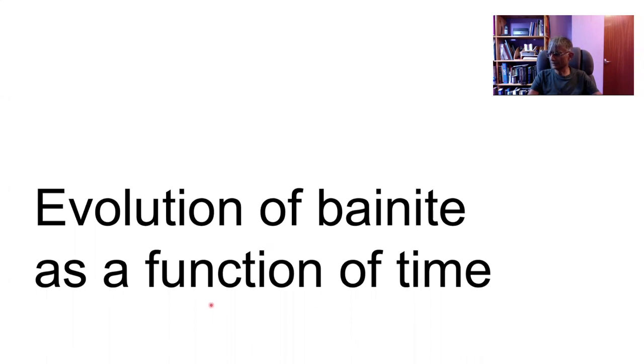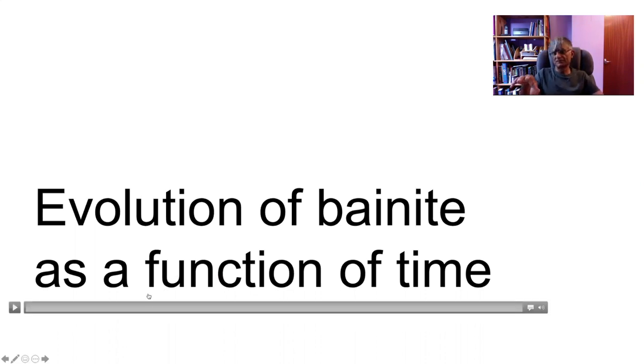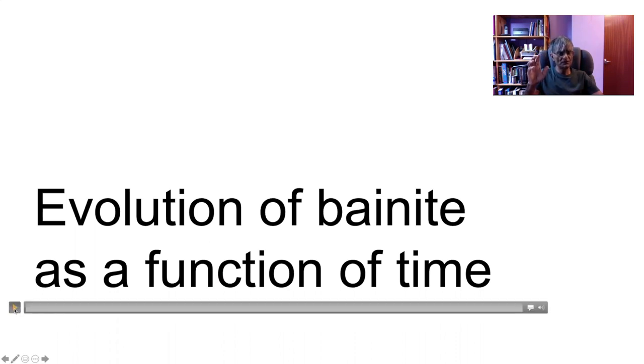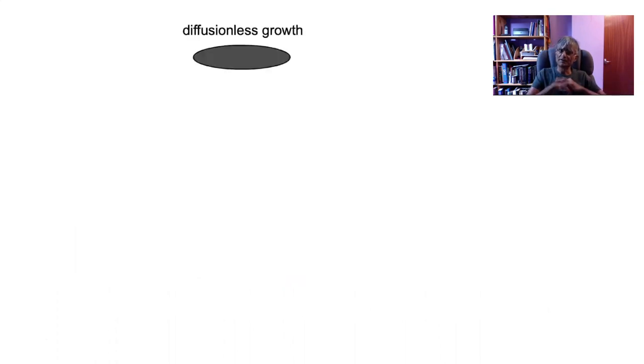And so we are looking now at the evolution of bainite as a function of time, okay? And I want to do this with certain assumptions, okay? So first of all, I will assume that a plate of bainite grows exactly like martensite, right? That means it cannot form if the composition of the austenite is beyond the T0 curve.